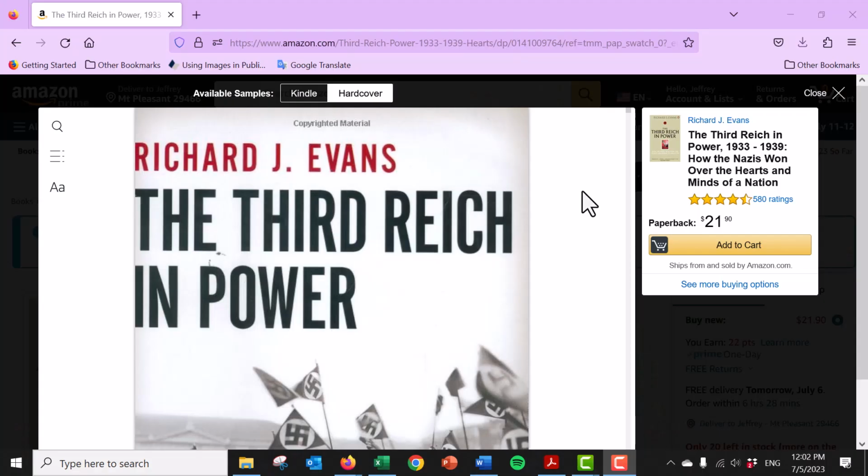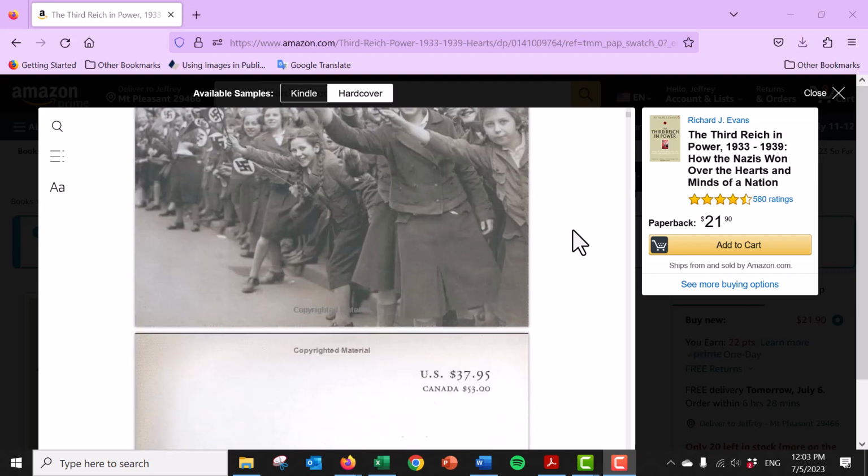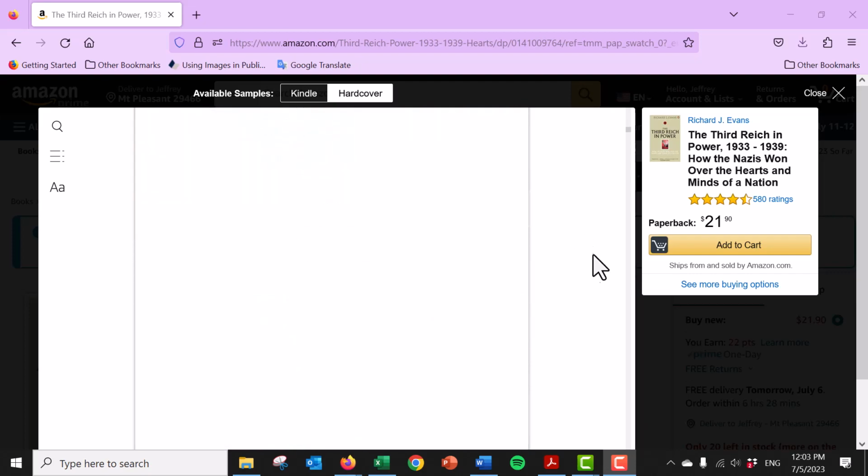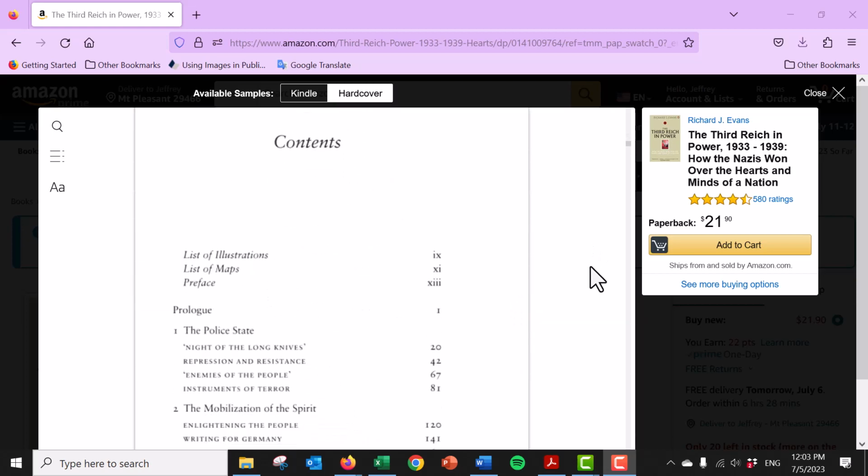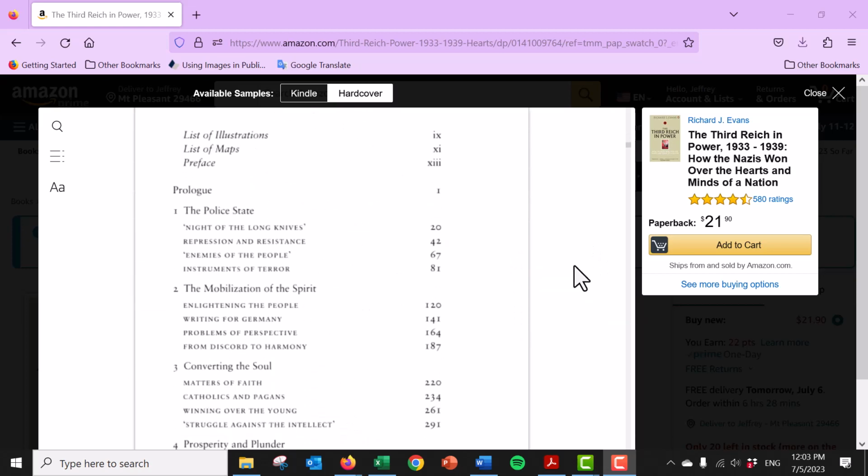So let's take a look at an actual book. This is the same one that I just held up a moment ago, Richard Evans' The Third Reich in Power, very famous kind of overview of Nazi Germany, especially in the years before World War II. If we open this book, we will immediately find something called the Table of Contents. And this is kind of like a guide to all of the information in the book.